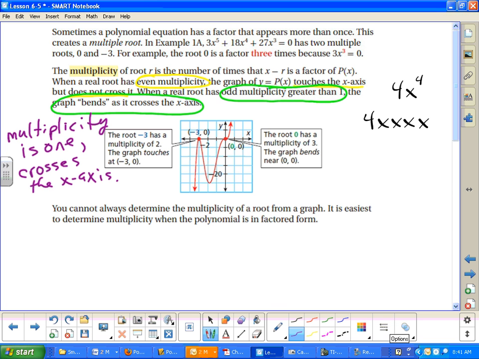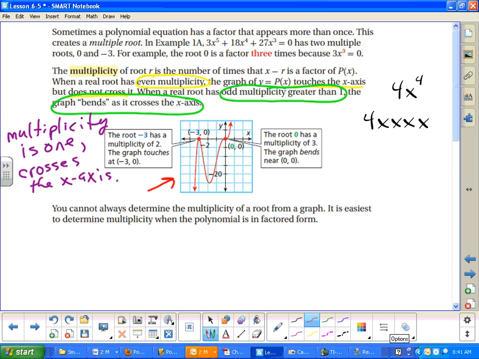It just goes through it. Okay? All right, so here they show their example with 3x to the fifth plus 18x to the fourth plus 27x cubed. Here is the graph of it. So it shows that the root negative 3 has a multiplicity of 2, so the graph touches at negative 3, 0. So the graph goes up, hits the x-axis at negative 3, 0, comes back down.